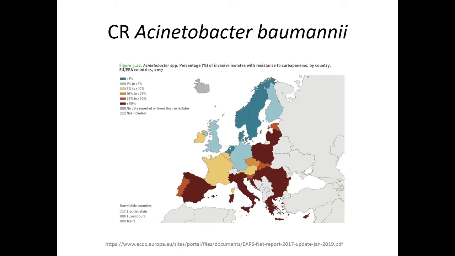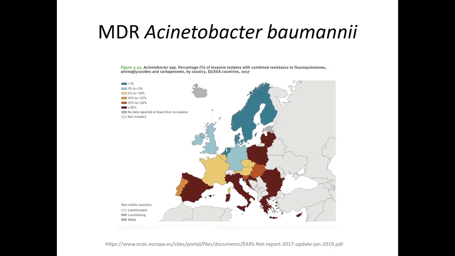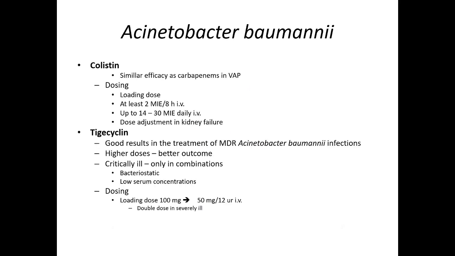So what do we have for the treatment of those infections? There are huge differences between the north and the south of Europe, and especially in MDR there are big differences between both parts of Europe. We can use colistin. Colistin is much better when we use it in higher doses, and we always have to use it with a loading dose. The problem is that the therapeutic index is very narrow, so it would be ideal to perform therapeutic drug monitoring, which is not possible in all hospitals, and we have to adjust it in kidney failure.